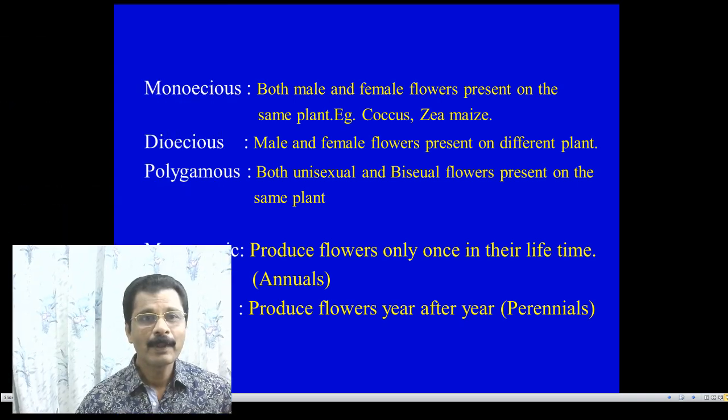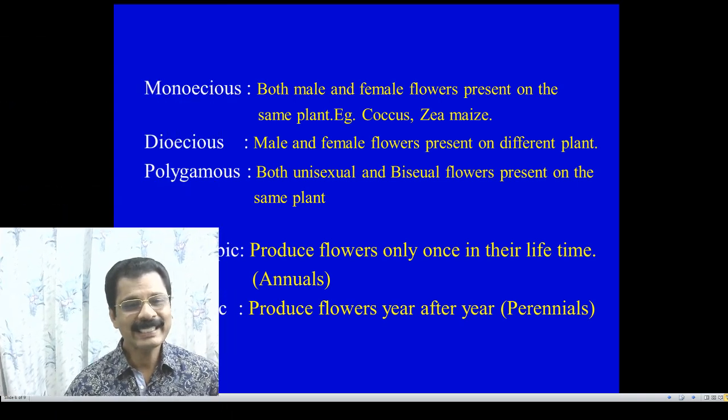Then monoecious plants. Now we discuss the plants, not the flower. Both male and female flowers present on the same plant. Such plants are called monoecious. Example, coconut, Zea mays. Male and female flowers present on different plants. Such plants are called dioecious. For example, Myristica.